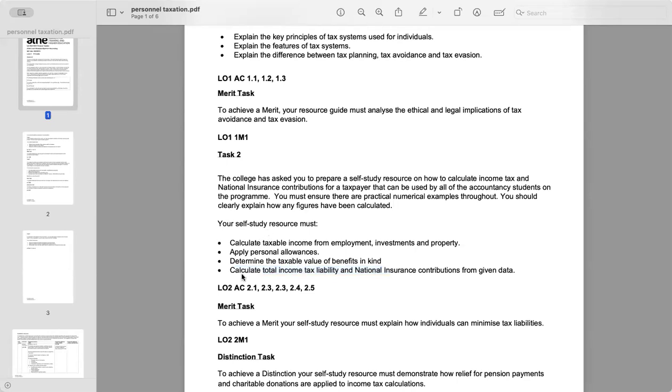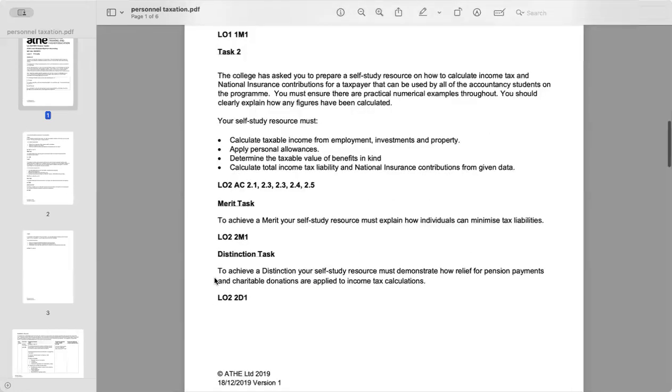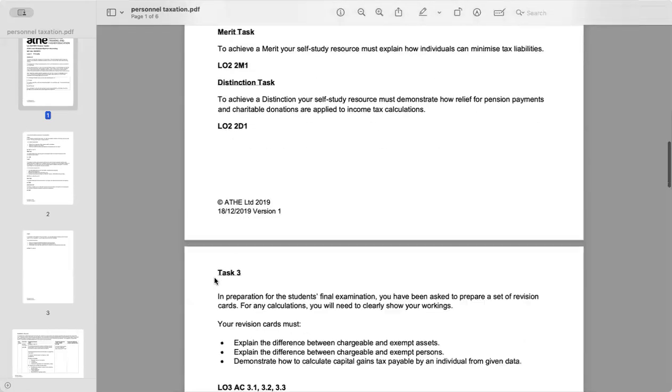So to complete this task, you can look at your learning outcome tools, where you will find all these four points. Then we will come to the final task.